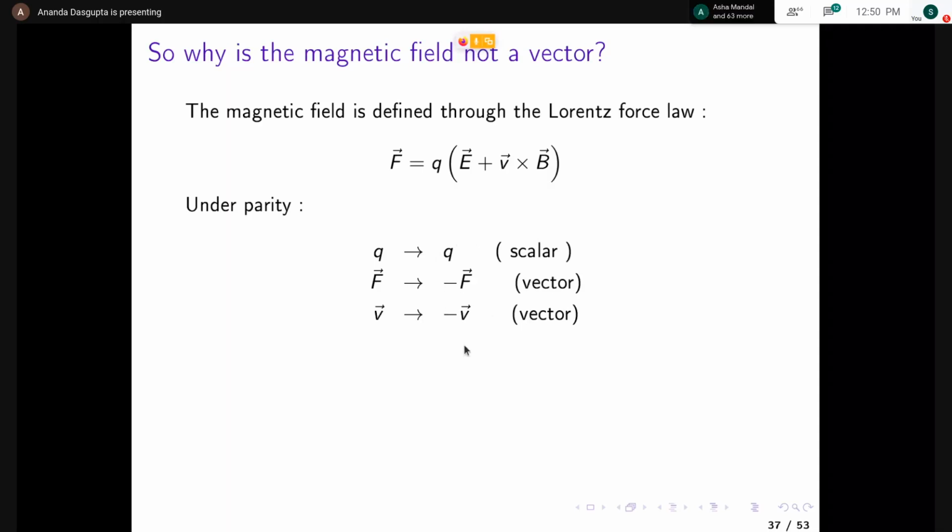So these are the things which you already know. Charge is a scalar. F is a vector. V is a vector. So they will become minus signs. So what will happen to the equation? If you want the equation to stay the same, F is changing sign, right? Q is not. So if you want the equation to stay the same, E must change sign, but B must not, because here the change of sign is already there through V. So only if you have E a vector and B a pseudo vector will the Lorentz force law stay a valid law of physics under reflections.